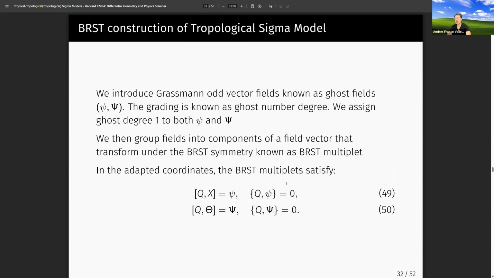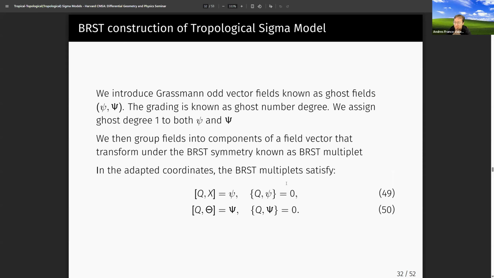But now moving on to actually build the action. Is there an action for this theory? How do we relate this back to functional integrals? And so it turns out that there's a very natural construction that you could do using BRST cohomology. And so, as I said earlier, we're going to introduce a pair of Grassmann odd vector fields known as ghost fields. We're going to call them psi and capital psi.